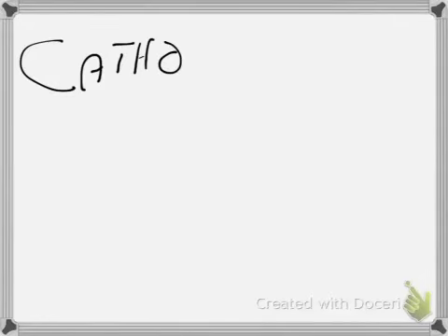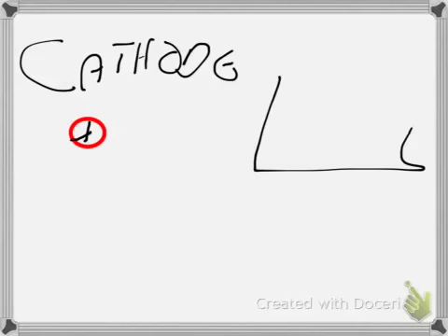The cathode. Okay, so we remember that the cathode is the negative electrode, so obviously we're going to get positively charged ions attracted to that. Okay, so when we start off with our positive ions, they're attracted to the cathode. The cathode donates electrons, so we could draw a circuit.